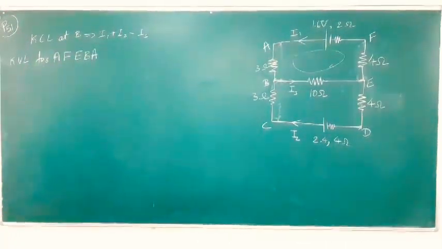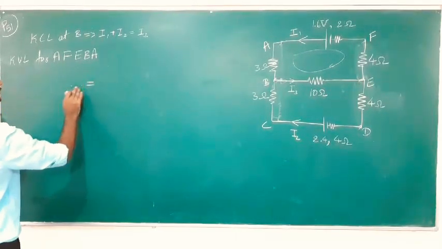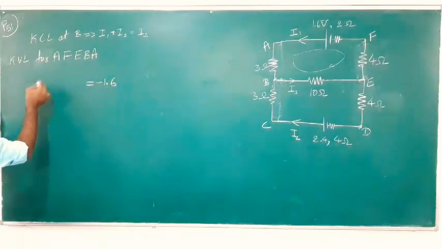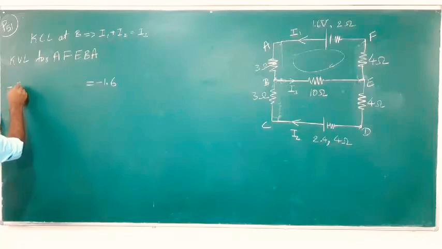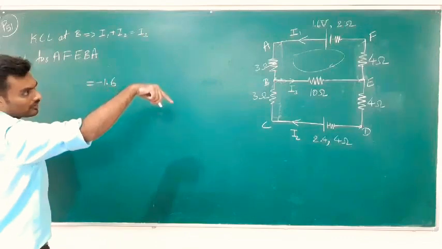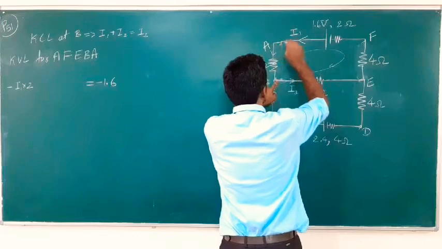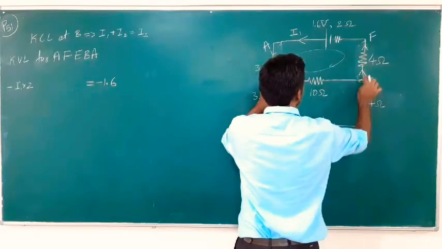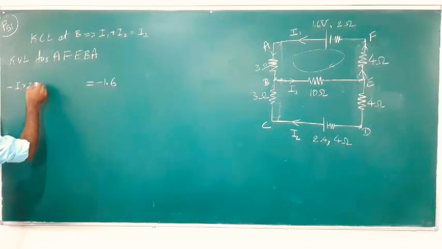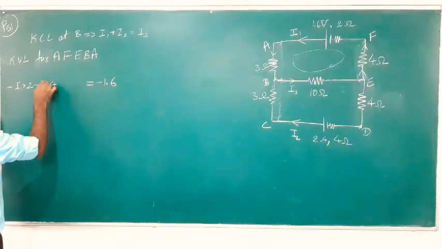Yeah, now. So first a cell. So it is minus 1.6, then a resistor with opposite current, so it is minus I1 into 2, then I have 4 ohm resistor. Okay, see from here to here it is the same branch, so direction of current will be same in the entire branch. So it is opposite direction, minus the same current I1, but the resistance is 4 ohm.